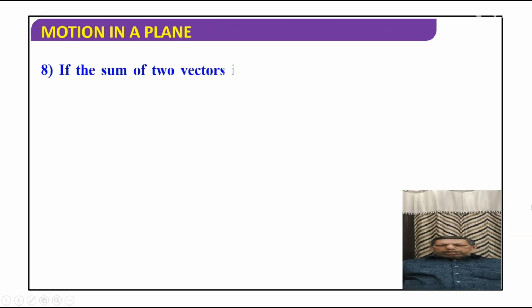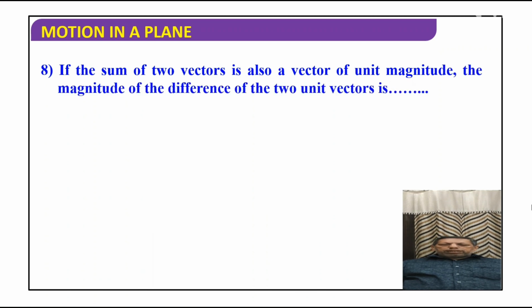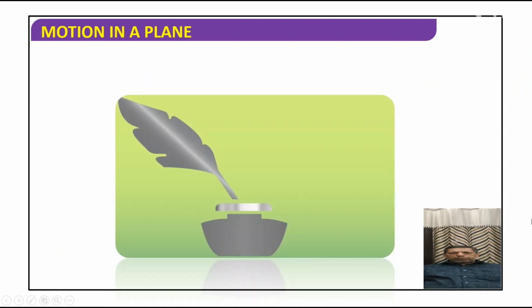Two vectors are each a vector of unit magnitude. The magnitude of the difference of the two vectors is: A option 1 unit, B option 2 unit, C option square root of 3 unit, D option is 0. Here the correct answer is square root of 3 units.